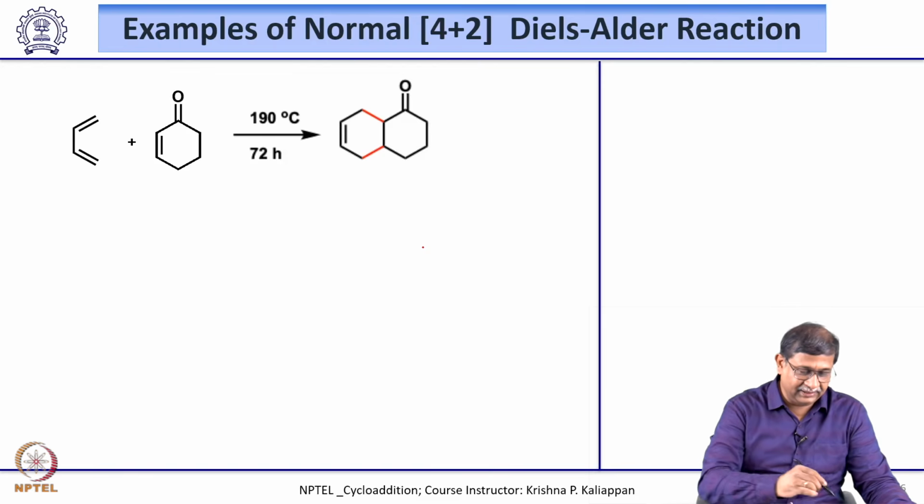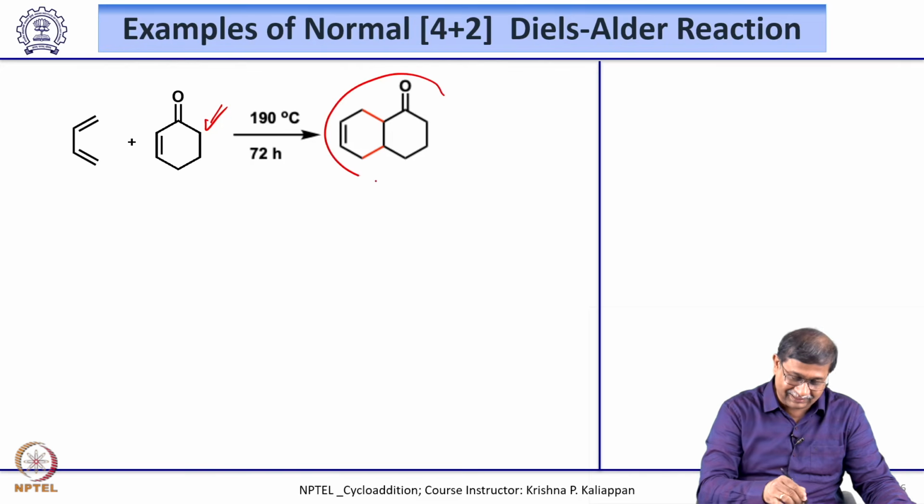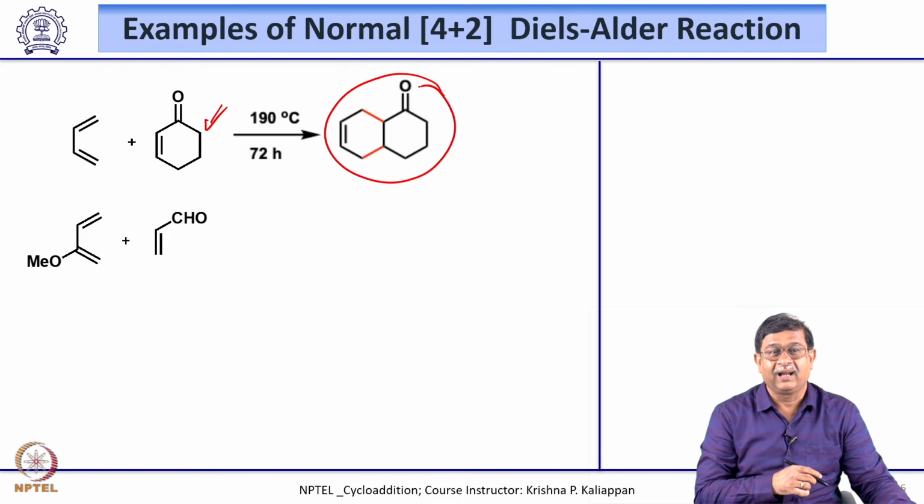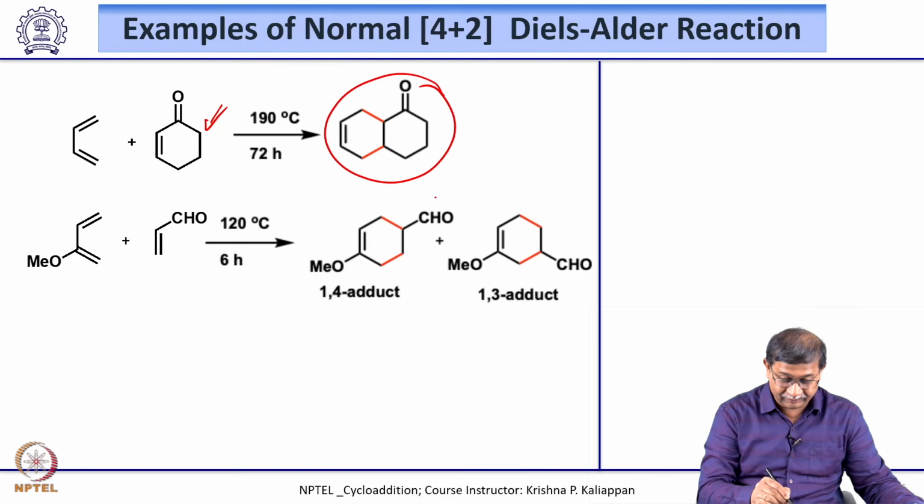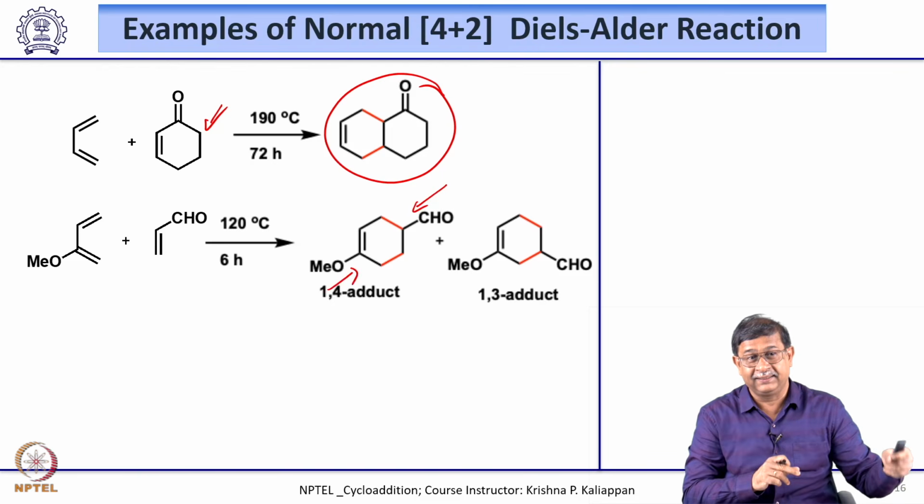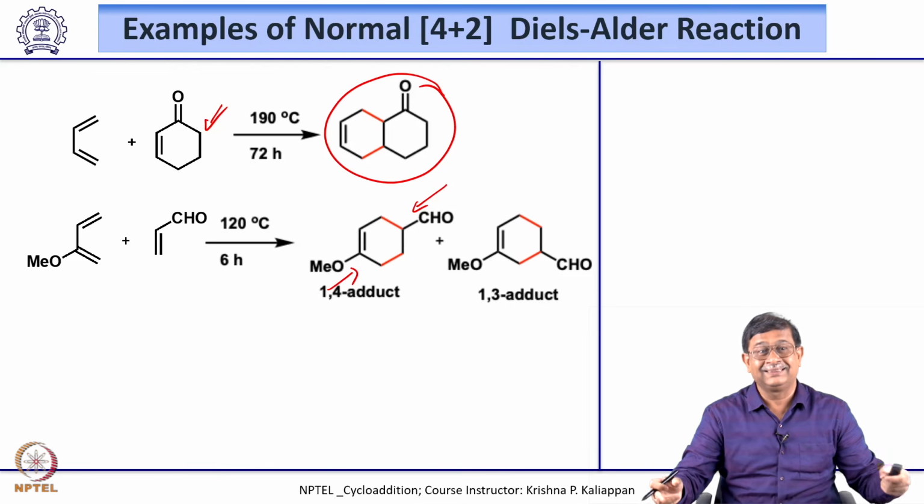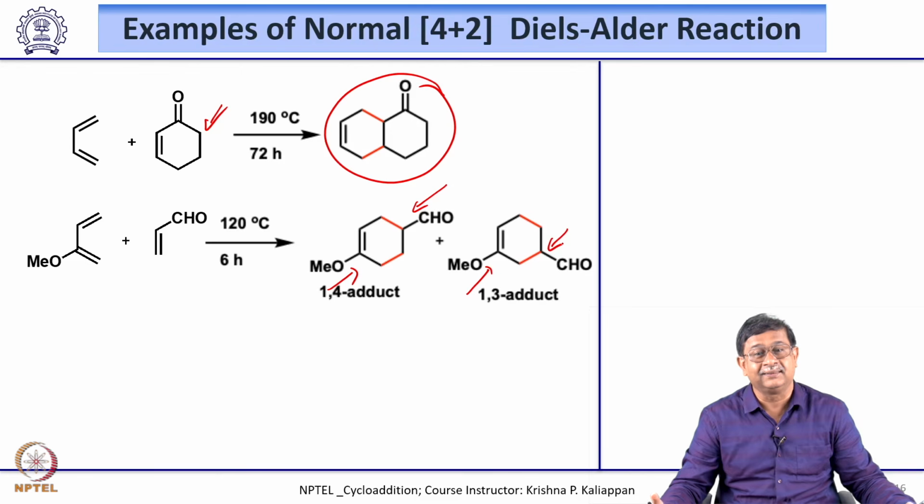For example, if you take cyclohexenone, this also can undergo Diels-Alder reaction, and now you get a bicyclic compound. In this case, as I said, when you have a substituent in the diene and a substituent in the dienophile, then in principle there are two possibilities. The substituent which is present in the dienophile and the substituent which is present in the diene can be 1,4 related in the product, or it can be 1,3 related in the product.